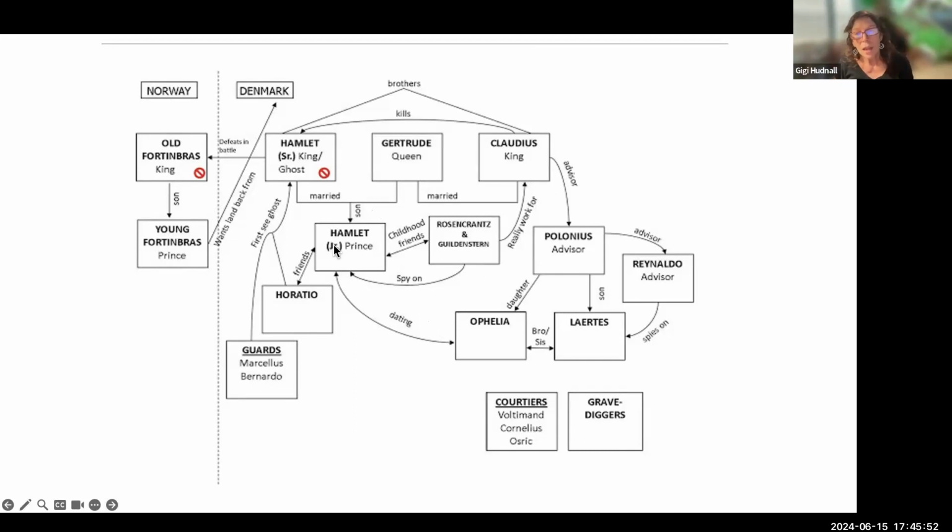They spy on Hamlet. And then Hamlet is dating Ophelia. Ophelia's father is Polonius, who is the advisor to the king. And Reynaldo is the advisor to Polonius. He is also sent to spy on Laertes, but that's another little side thing. Ophelia and Laertes are brother and sister. And then there's some other grave diggers and courtiers in the play. But basically, that's all the people.